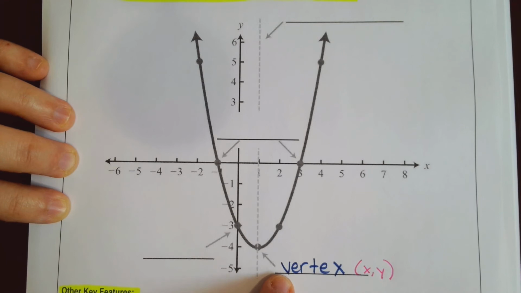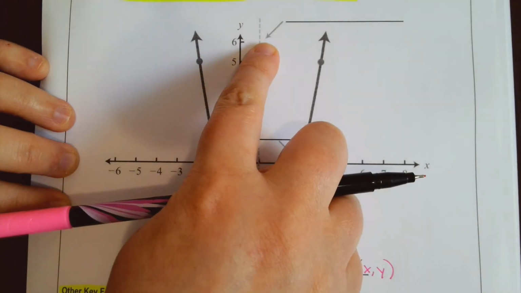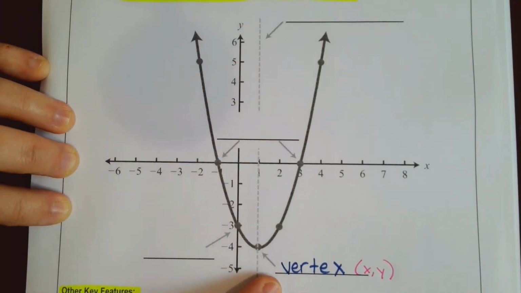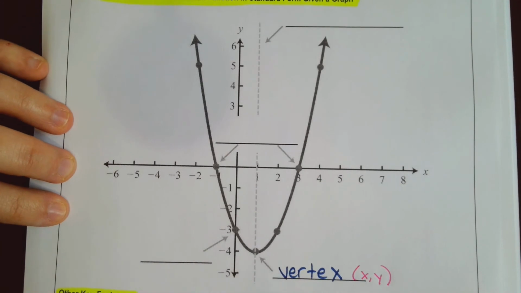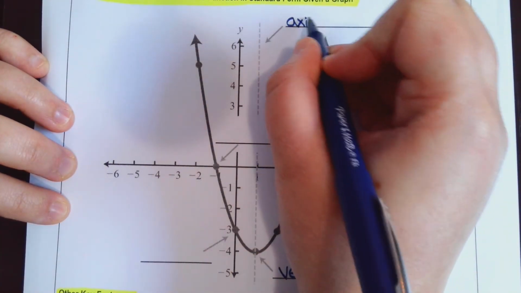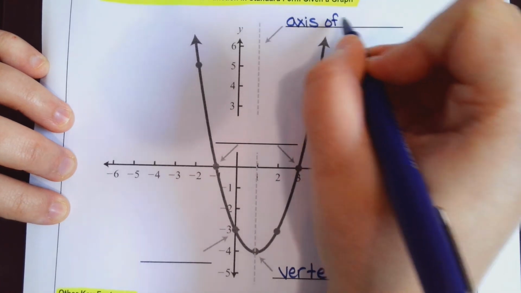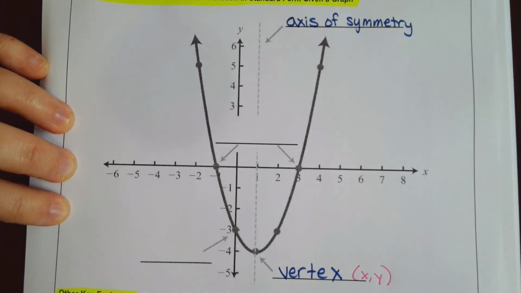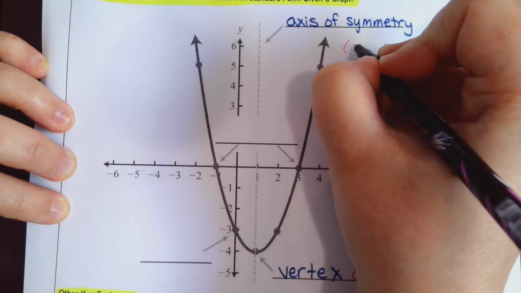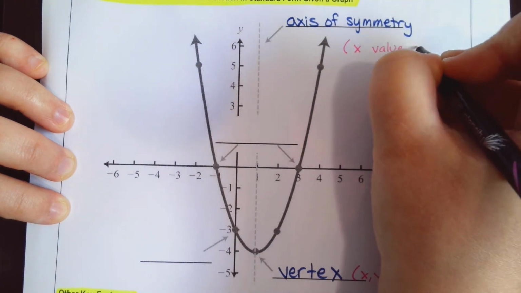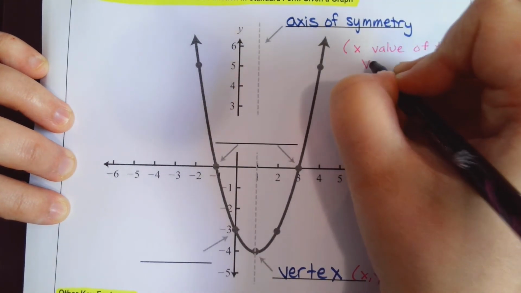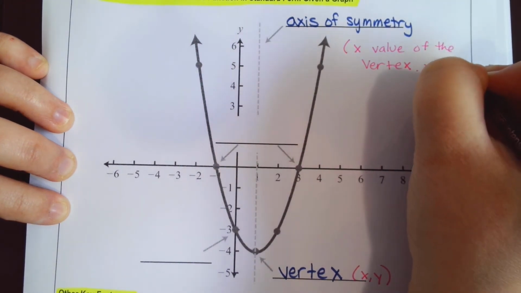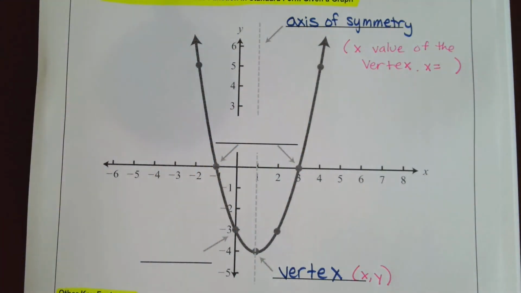Now, connected to the vertex, we're actually going to come right up here to the top. As you can see, there is a dotted line running down the middle of our parabola. It is connected to the vertex, and this is called the axis of symmetry. Now, the big thing to note with the axis of symmetry is that it is the x value of the vertex, and it's going to be written as x equals whatever the x value of our vertex is.